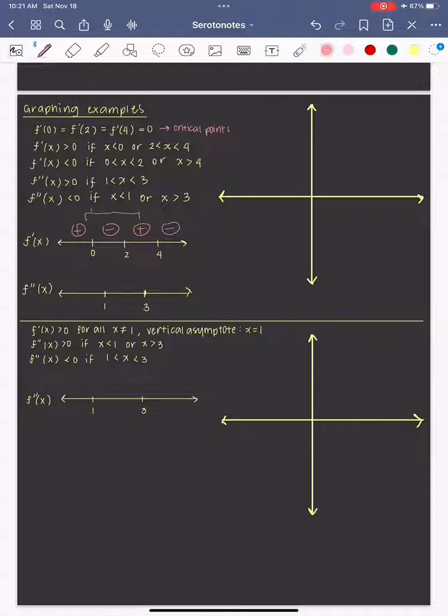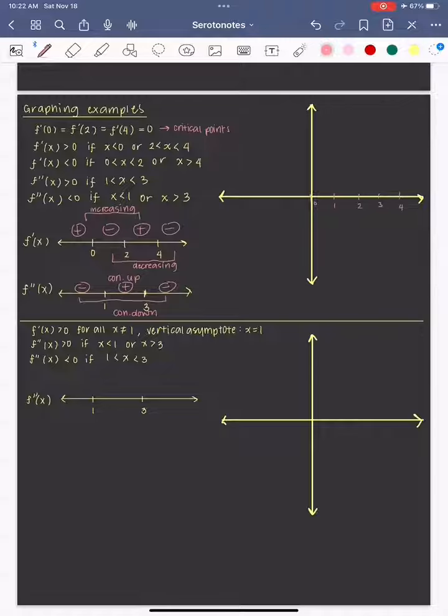This means that at these two intervals, the function is increasing, and at these two intervals where f prime is negative, the function is decreasing. For the second derivative test, we have a positive f double prime x if x is greater than 1 but less than 3, that means it's concave up. And we have a negative f double prime of x if x is less than 1 or x is greater than 3, that means it's concave down at these intervals.